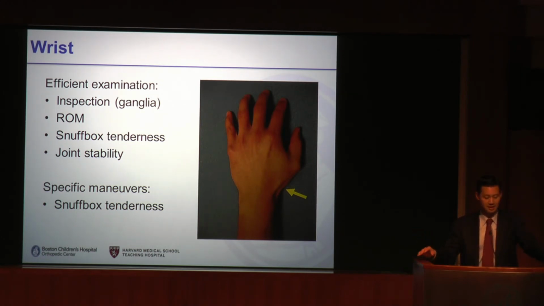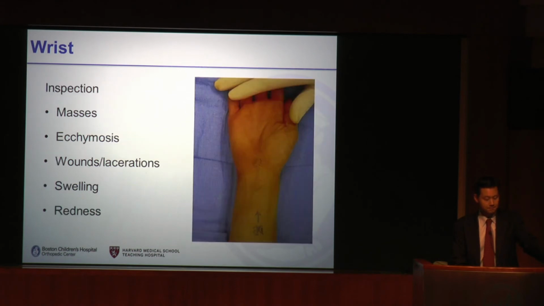We can check range of motion. And then I'll just highlight a couple specific maneuvers that are helpful for common conditions. So inspection is really important, particularly in the wrist. I think all of us have seen patients with ganglia or masses and things of that sort. This is a small vascular tumor that's a little bit bluish and discolored at the base of the palm.